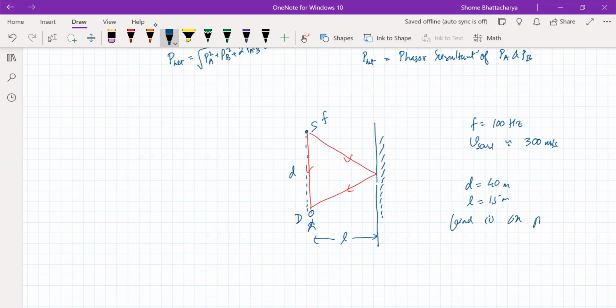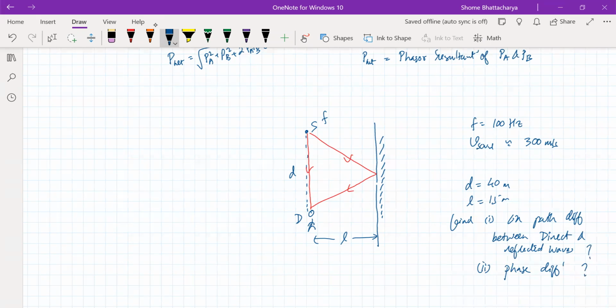So we have to find the path difference between the direct and reflected waves. And from that, we have to find the phase difference between the direct and reflected waves. Okay, so just try this out.